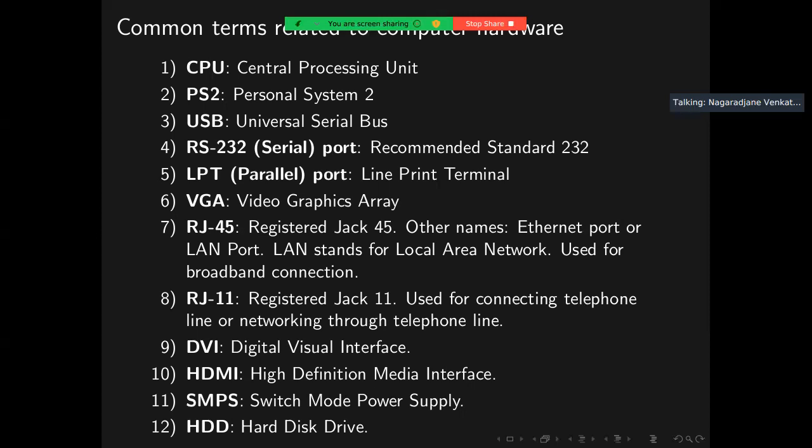Okay. Then there is one more thing which may not be included in the list. Nowadays it's being used. It's called solid state drive. SSD stands for solid state drive.